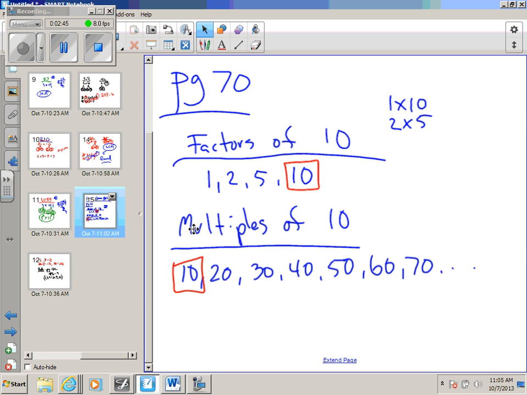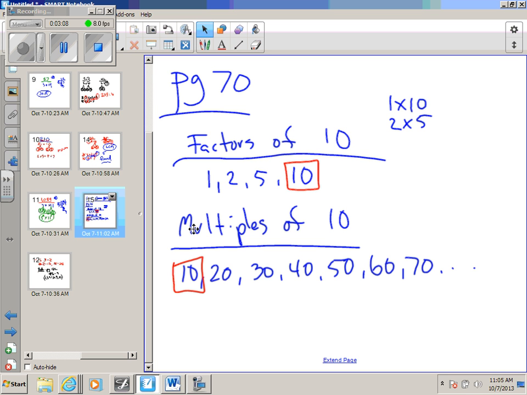It's hard to say. Can it go on and on and on? Yes. So it's actually a good thing that they ask you for the least common multiple instead of the greatest common multiple. Can you imagine how long it would take to find the greatest common multiple between two numbers? It can go on forever. So they want to know the smallest multiple they'll have in common.